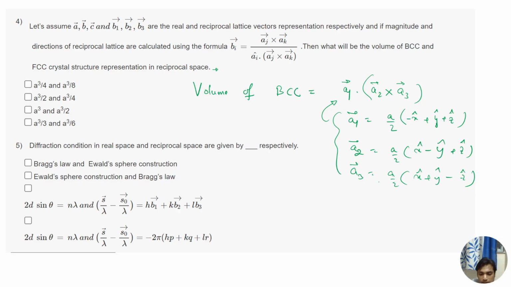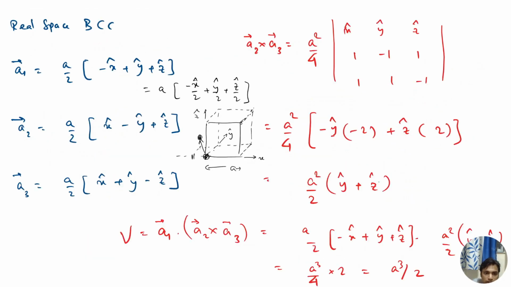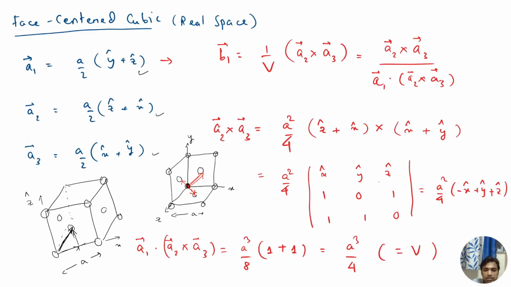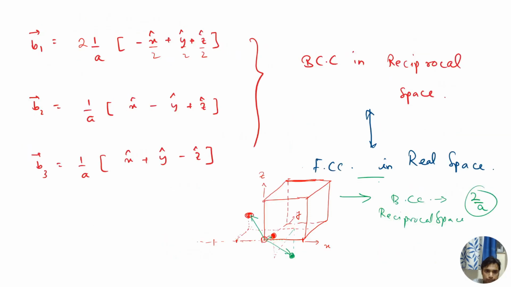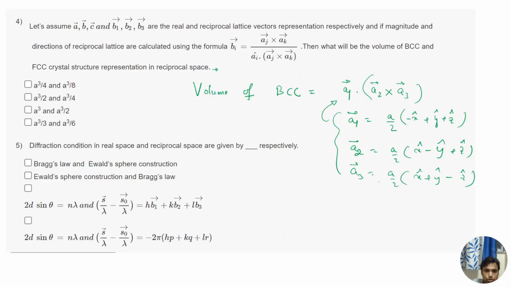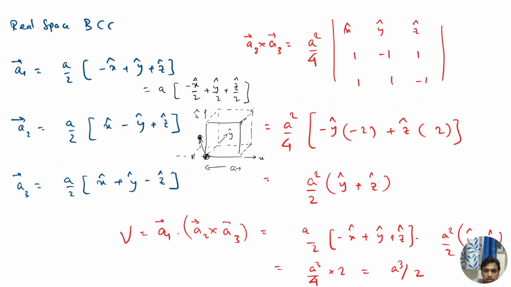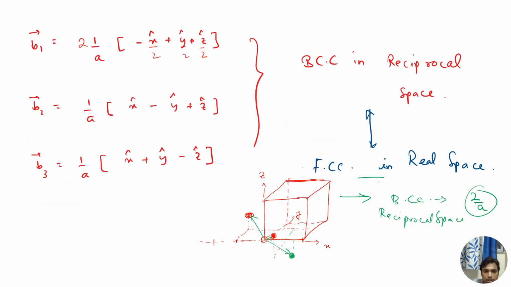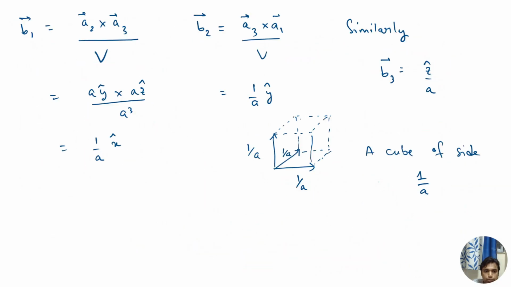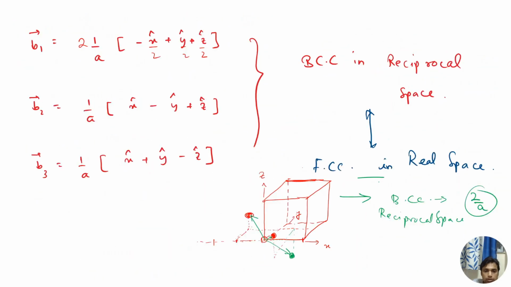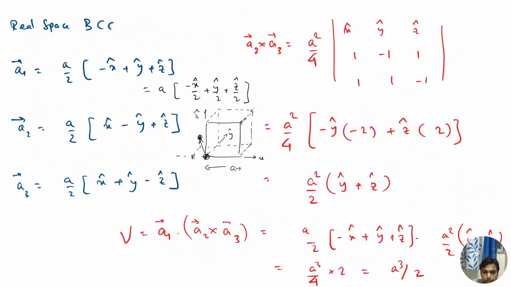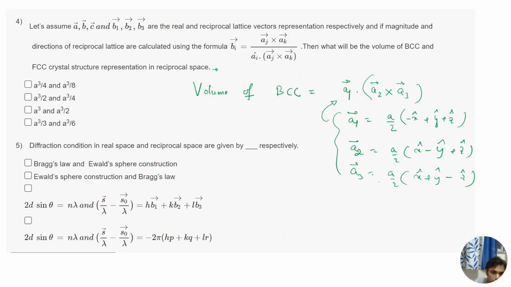Okay, and here we had calculated that the volume turns out to be, for BCC, a cube by 3, and for FCC it turns out to be a cube by 4. So, the correct answer is a cube by 2 and a cube by 4. So your correct answer is this.